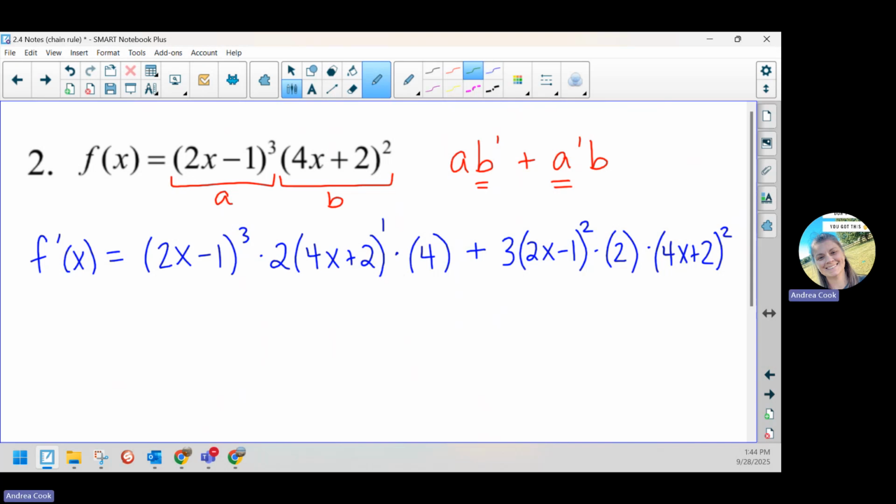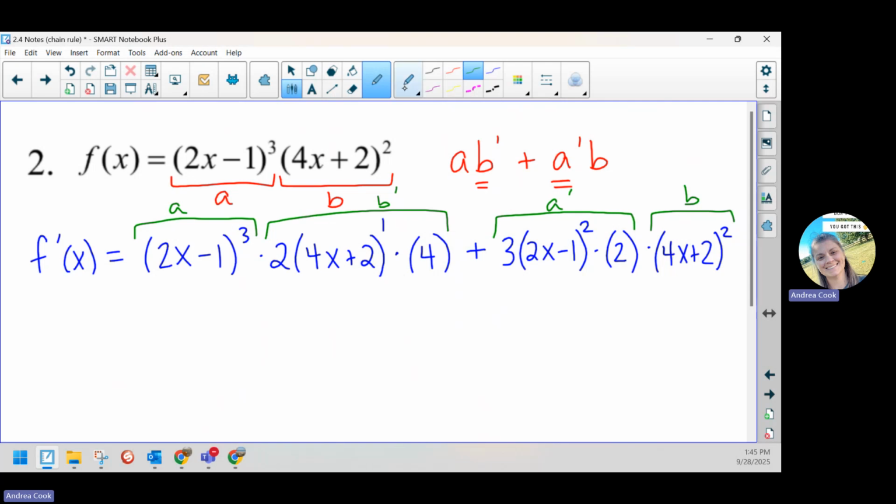So again, what I did, this is the a. All of this is b prime. All of that is a prime, and this is b. So you're just doing product rule. And now we have to do a lot of simplifying.